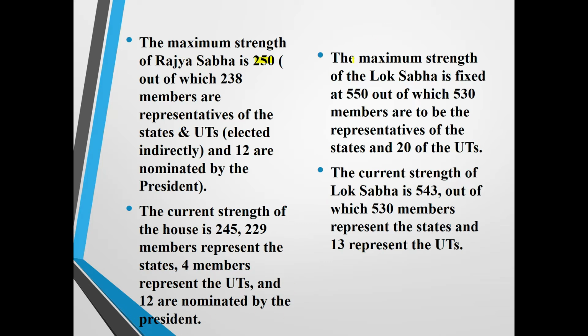Coming to Lok Sabha, the maximum strength of the Lok Sabha is fixed at 550, out of which 530 members are to be the representatives of the states and 20 of the union territories. The current strength of Lok Sabha is 543, out of which 530 members represent the states and 13 represent the union territories.